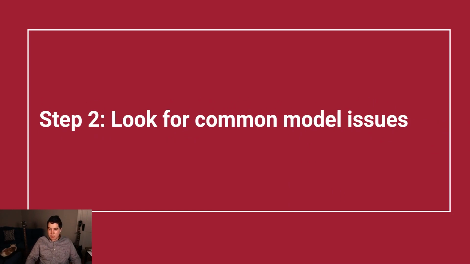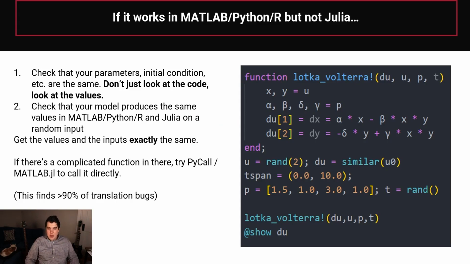So this is step number 2, right? After we've isolated the problem to being about the model, now we look into common model issues. And so if it works in MATLAB, Python, and R, but not Julia, right? So if your claim is I made a translation, my model was working before, now it's not working. The first thing to double check is to make sure that your model gives exactly the same results, right? And when you do that, first of all, check your parameters, check your initial condition.